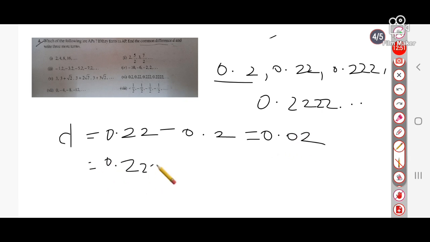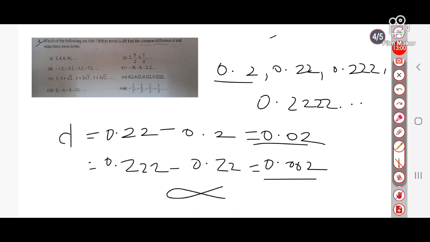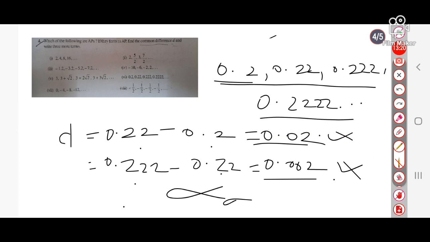Similarly, 0.222 minus 0.22, you get 0.002. With these two steps, you just arrive that this does not form an AP because the common difference is not the same. That's it, simple. You don't need to find A2 minus A1, A3 minus A2, or A4 minus A3 again, because with these two steps itself we can arrive that this does not form an AP because of unequal common difference. The sequence 0.2, 0.22, 0.2222, and it goes on does not form an AP because of the unequal common difference that is present.